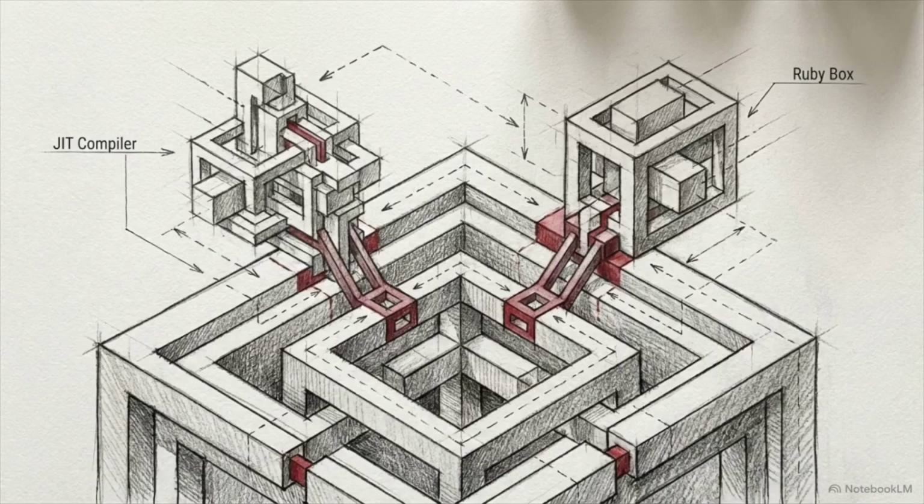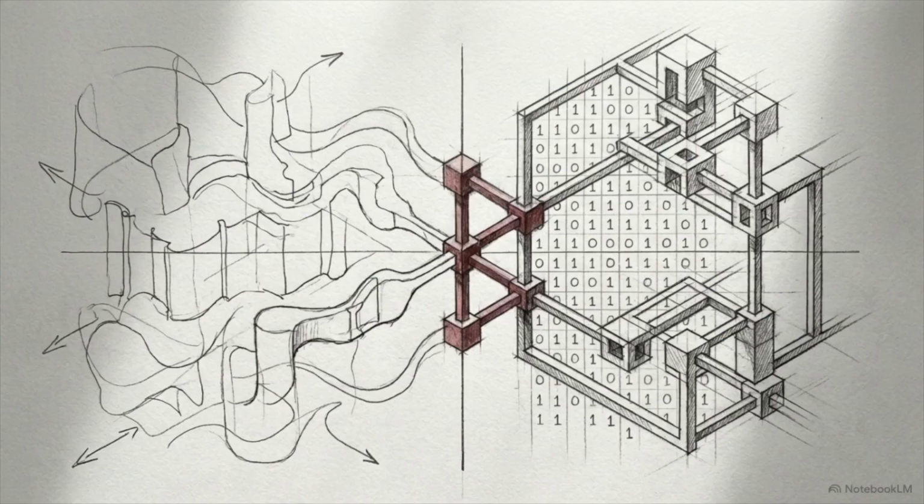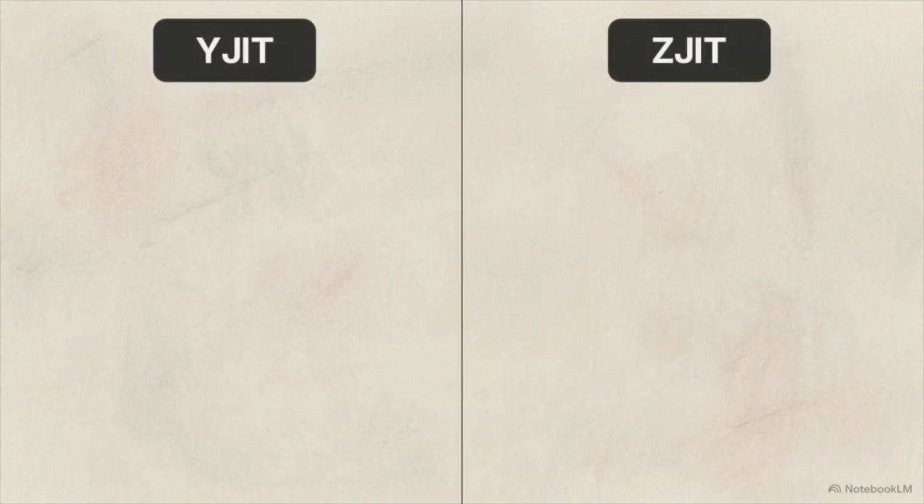Ruby 4.0 introduces architectural primitives to resolve these execution bottlenecks. The first addition is a new strategy for the just-in-time, or JIT, compiler pipeline. A JIT compiler translates program code into machine instructions during execution to increase performance. This diagram compares two JIT strategies. On the left is YJIT. It compiles small chunks of code on the fly, specializing them based on runtime data types. On the right is ZJIT. This new parallel compiler is designed to raise the language's long-term performance ceiling.